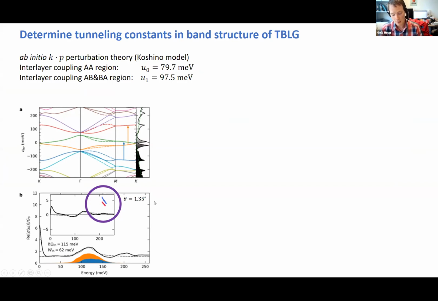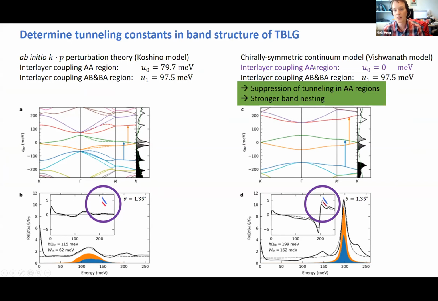So now what we can do is adopt the model pioneered by Vishwanath, which sets the AA interlayer coupling to 0 millielectron volts. This is a so-called chirally symmetric continuum model. In this case, you get much stronger band nesting, meaning that these bands are much more parallel to each other. And of course, this gives a much stronger resonance in the optical absorption. This in turn can give rise to plasmonic excitations at these energies. And this is what you see here: the experimental data compared to the theoretical calculations using this model.